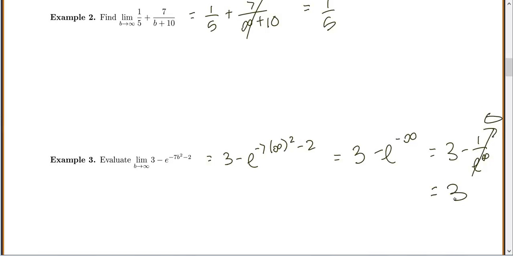So we get 3. So this term, again right here, as b goes towards infinity, that entire term goes to 0, so all we're left with is the 3.